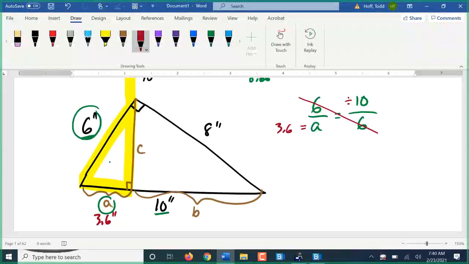Now at this point we could find C by doing A squared plus B squared equals C squared. But I'm going to stick with, we've got the 10 from the big triangle corresponds to the 6 from that little triangle. C is the smaller leg, so the 8, the bigger leg, corresponds to C. So we cross multiply and divide. 6 times 8 divided by 10 is 4.8 for C.